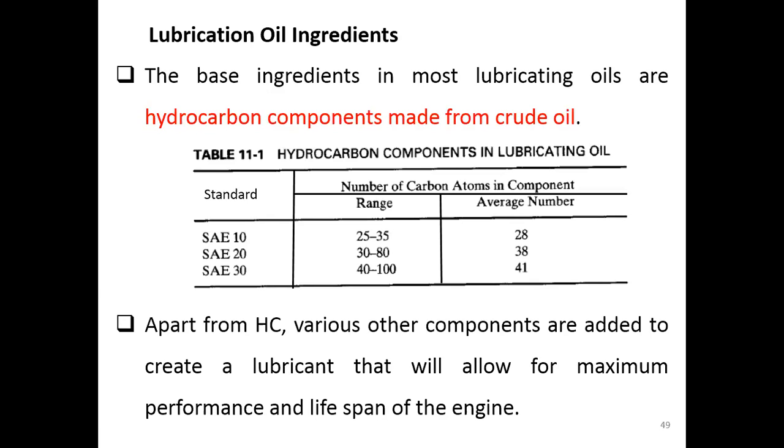So that is the example calculation of the lubrication oil. Let's look at the lubrication oil ingredients. The basic ingredients in most lubricating oil are the hydrocarbons made from crude oil, and this table shows you that. On this column, this is the name of the lubricating oil. It goes by number. We will talk about this number later on.